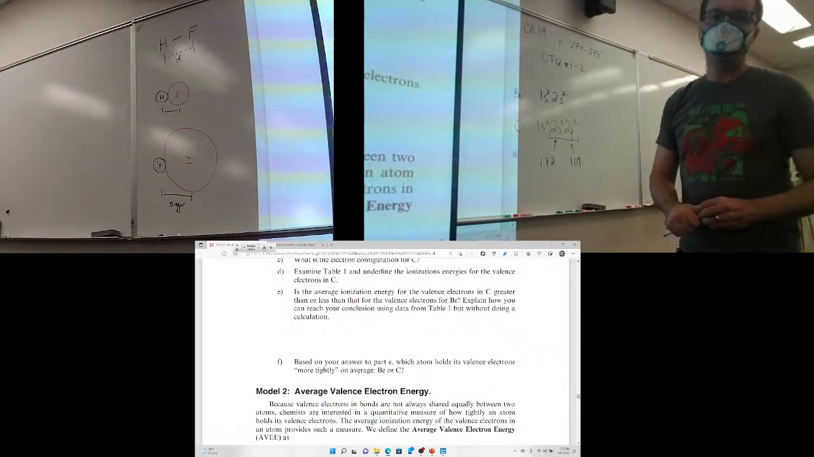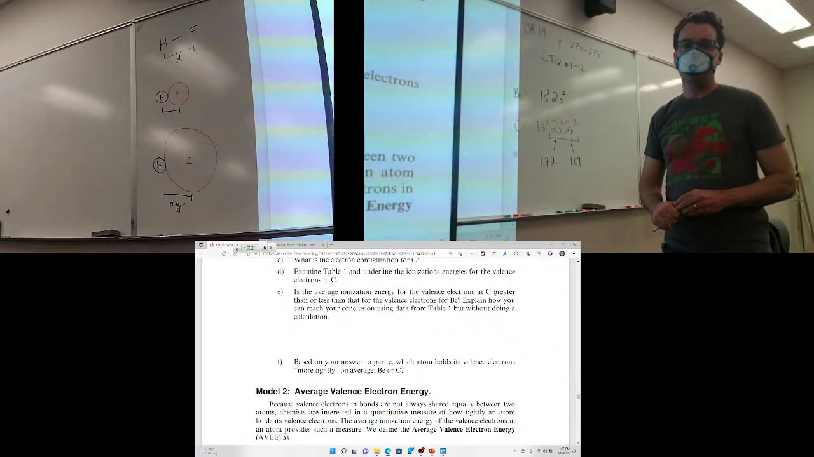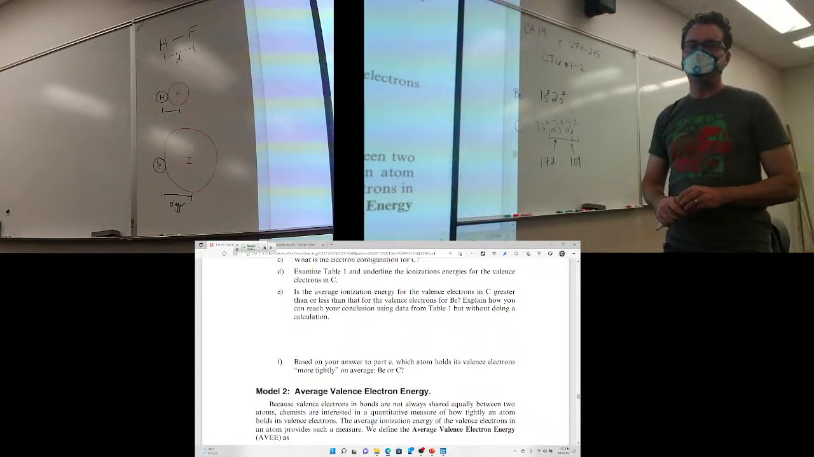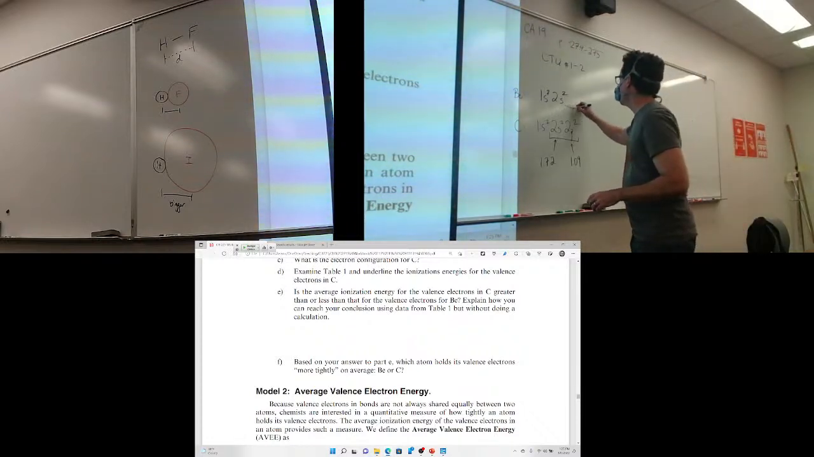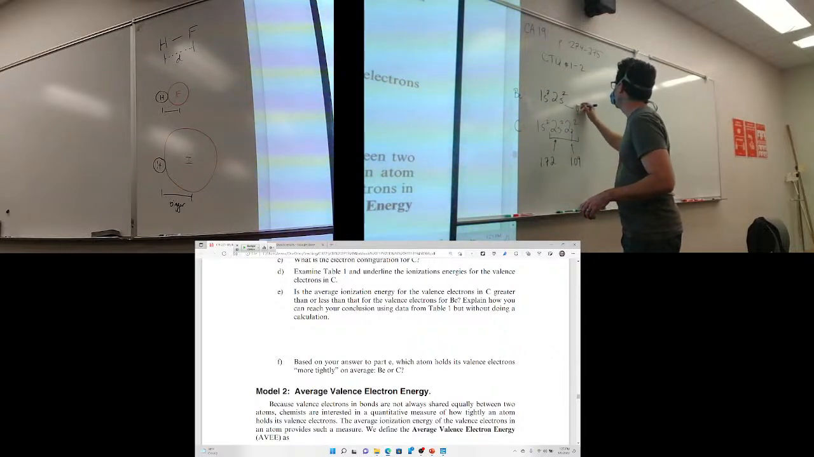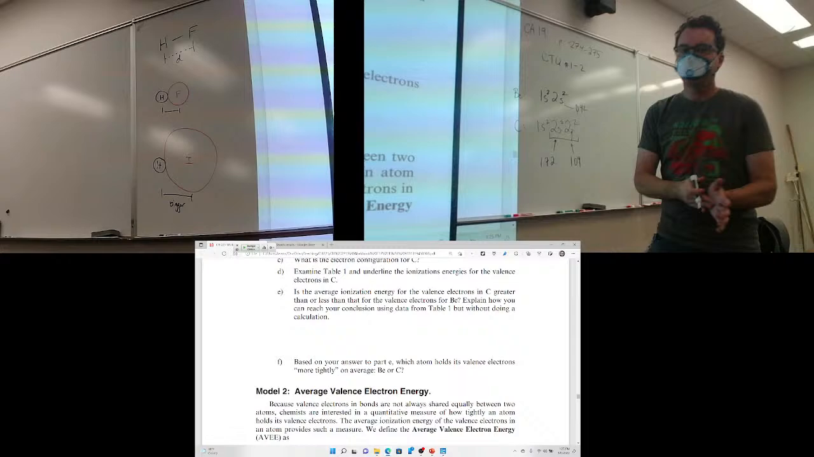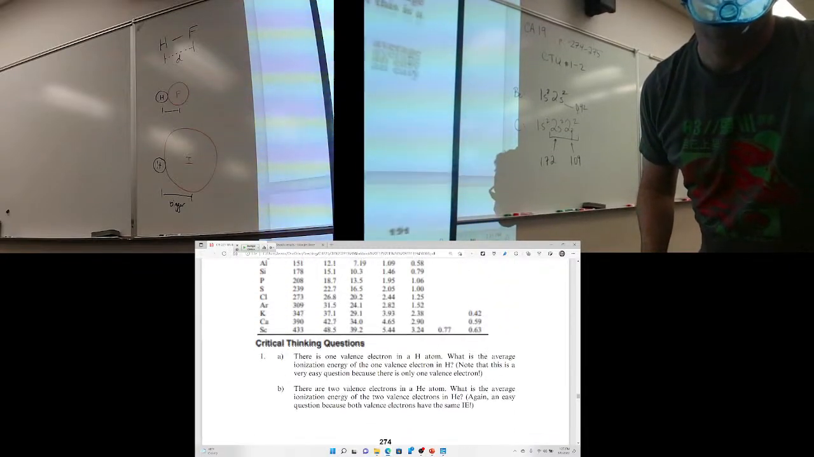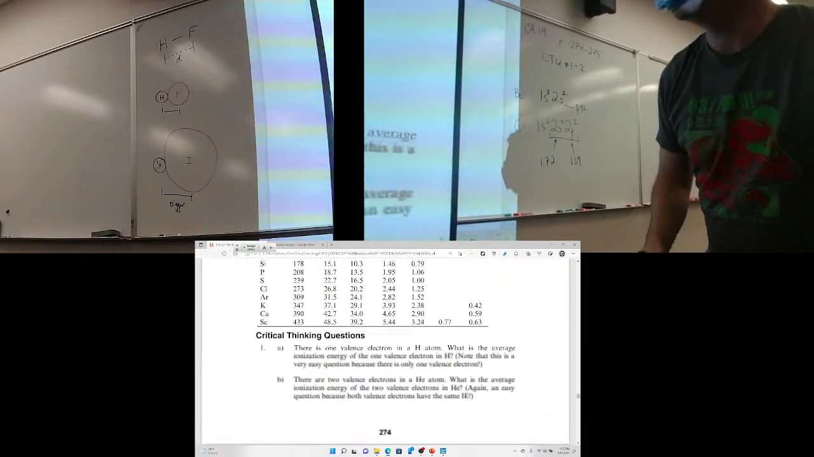Is the average ionization energy for the valence electrons in carbon greater than or less than that for beryllium? So beryllium was what, 1.09, no, 0.92. I think that's what it was. Let me make sure. 0.9, not 0.92.